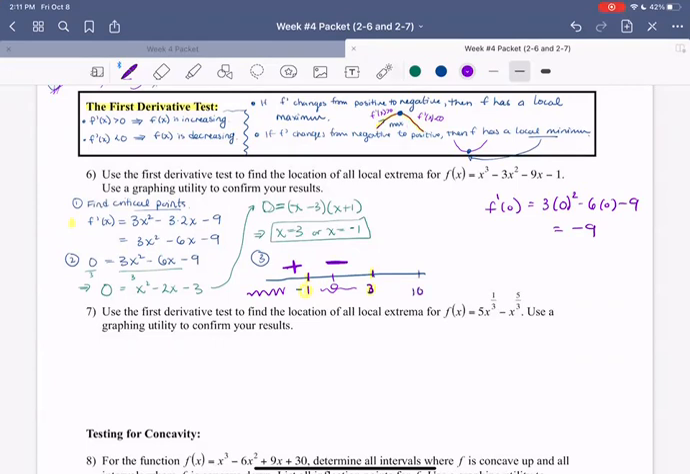Then we can check that final interval. We plug in any number here, maybe 10. F prime of 10 gives me 3 times 10 squared minus 6 times 10 minus 9. That becomes 3 times 10 squared, that's 300, minus 60 minus 9. We don't even need to compute it all to recognize 300 is really big, 69 is not as big. So when we subtract those, we're still going to get a positive number. So our derivative is positive here.